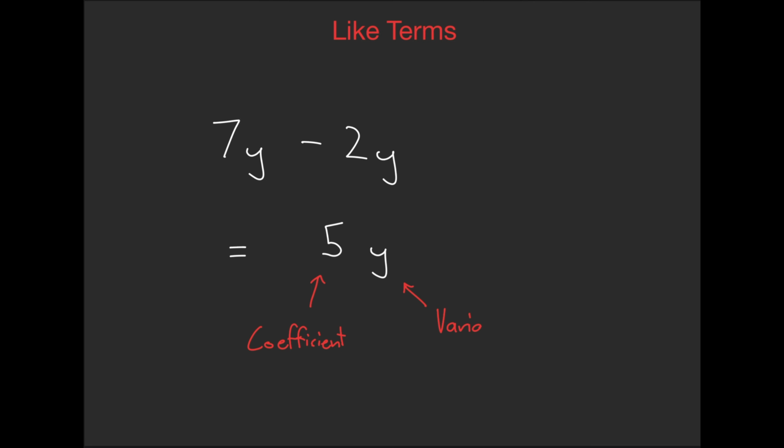Another example is 7y minus 2y. Since the letters are the same, we look at the numbers to the left. So 7 minus 2 leaves us with 5y. The number attached to the letter is called a coefficient, and the letter is known as a variable. When two terms have got the same variable, like in this question, you can add the coefficients together or subtract them and combine the terms.